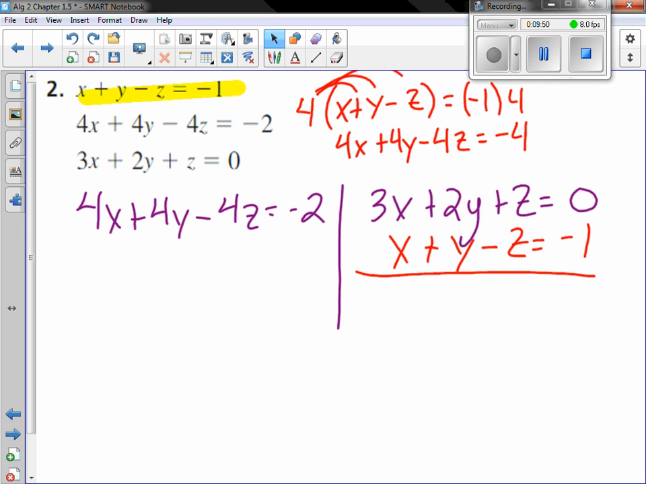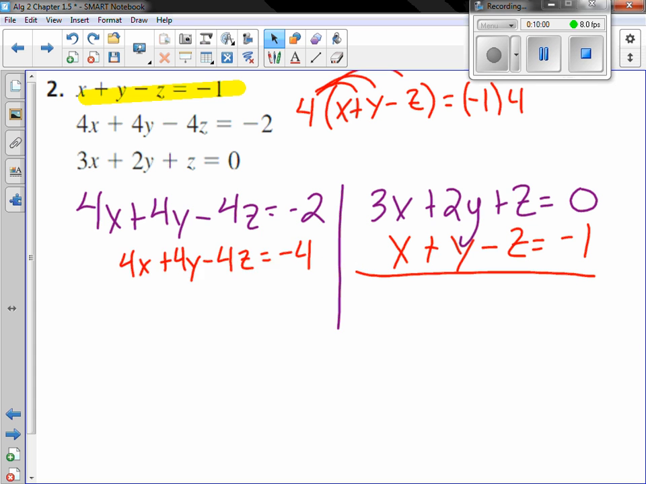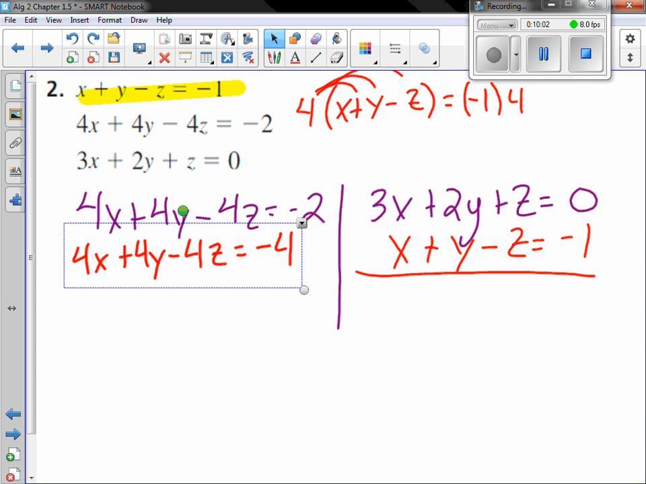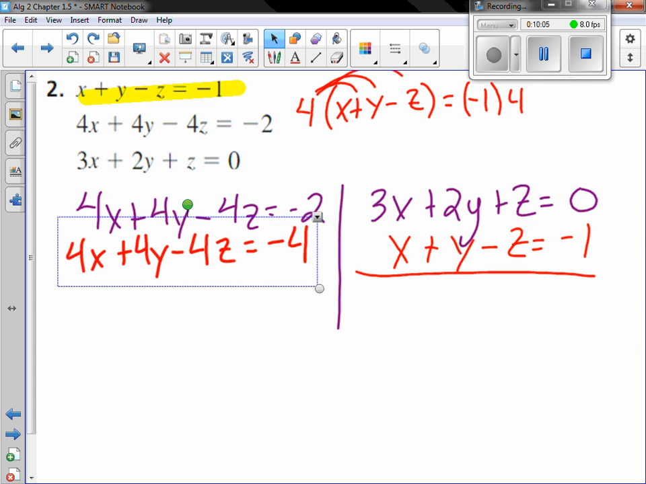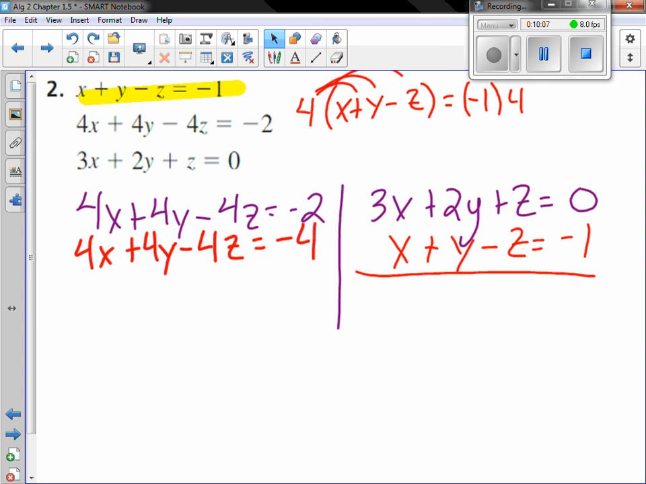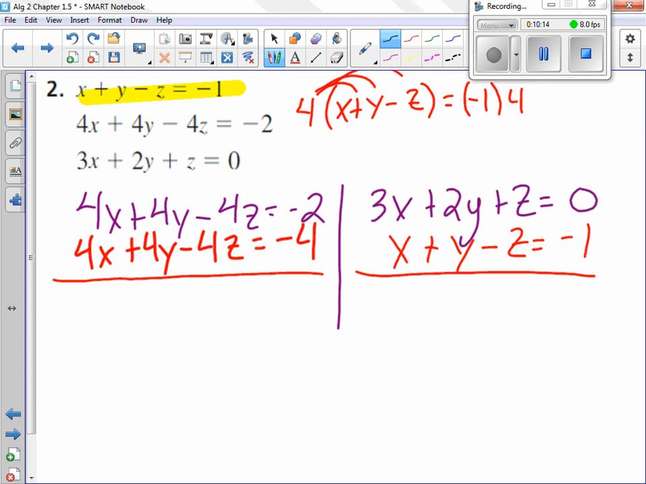Any questions on any of this here so far? And now we can really just move this here right under our equation. Now for the one on the left, since the signs in front of z are the same, we subtract. When they're the same, we subtract. When they're opposite, we add.